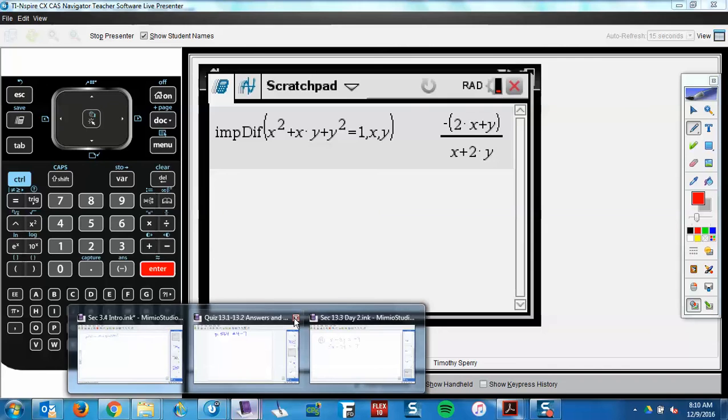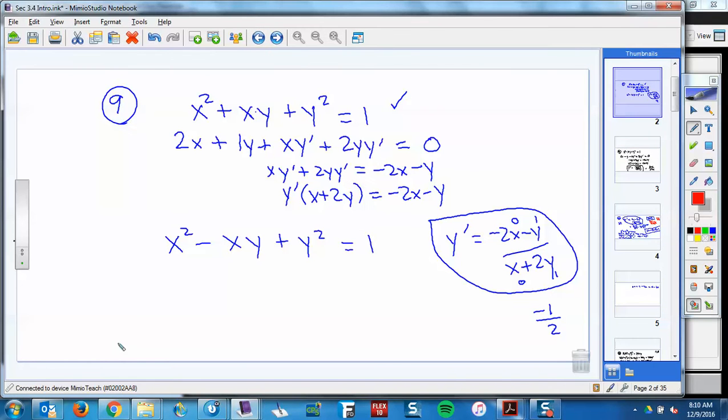But now if we go to the work that I've done here, here's what I did on number 9. Okay, so derivative of x squared is 2x. This has to be a product rule, so the derivative of x is 1, leave the y alone, plus the x left alone times the derivative of y, which is y prime, and then plus the derivative of y squared is 2y, y prime, and then equals 0.